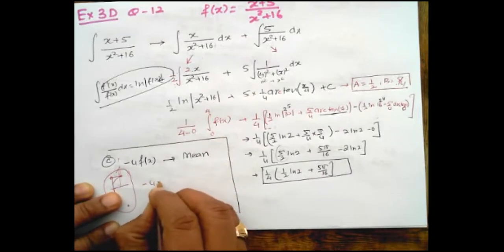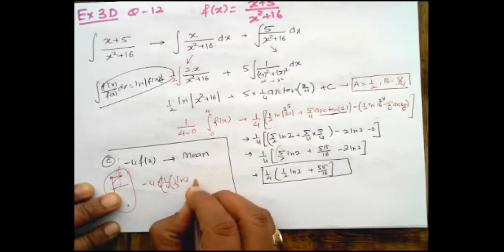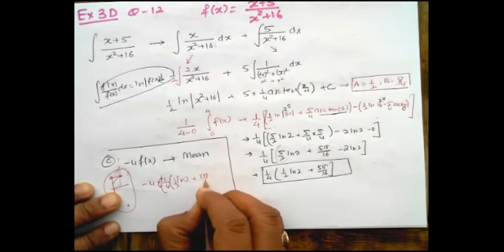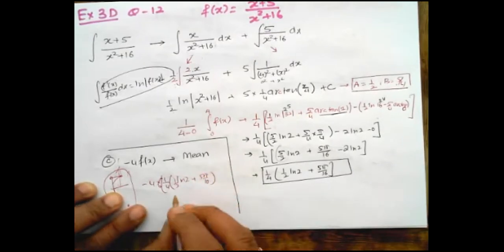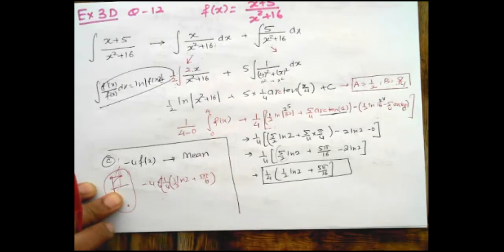So -4 times 1 over 4, half ln 2 plus 5 pi over 16, and that will work out to be whatever it is, guys. This will be -4, so -1 is -half, and that will be the mean value function of this. Okay, so we're moving on now.